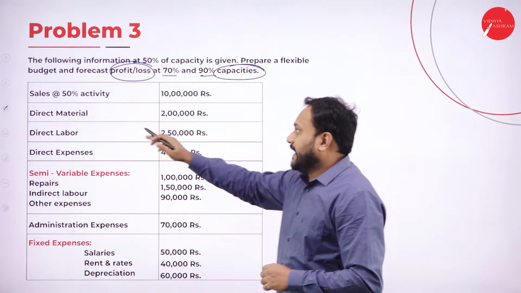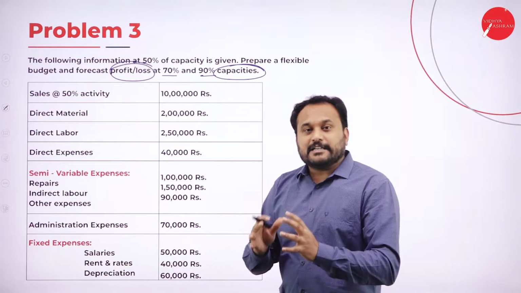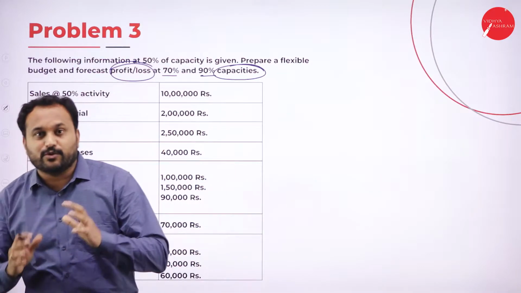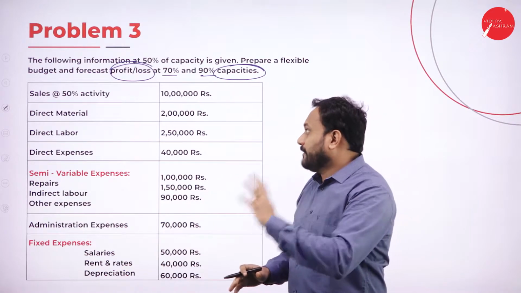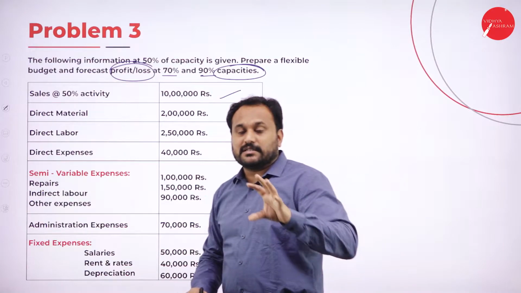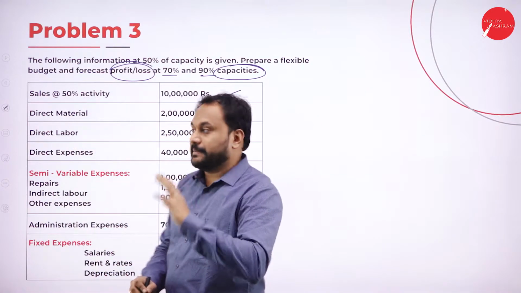So here, sales at 50% activity. What are the sales? In the last two problems we never came across the word sales because we only went with total cost. But now we have something called sales. At 50% activity, sales is 10 lakh rupees. So we are supposed to take sales as 10 lakh rupees in 50% capacity.